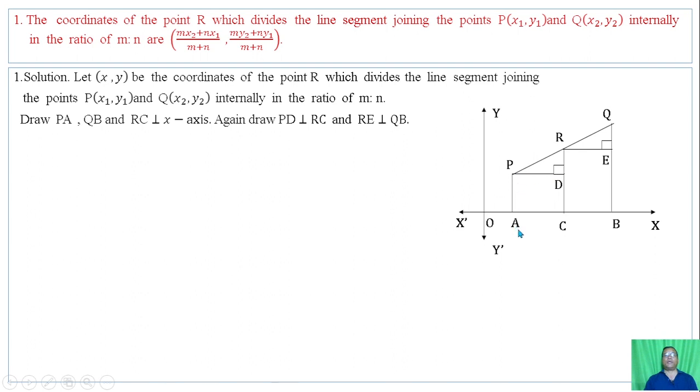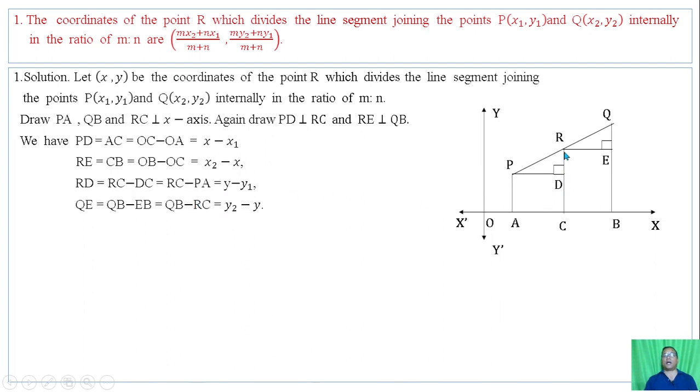Draw PA, QB, RC perpendicular to the x-axis as in this picture. Again draw PD perpendicular to RC, and RE perpendicular to QB. We have PD equal to AC, which is equal to OC minus OA, which is equal to x minus x1. RE is also equal to CB, which is again equal to OB minus OC, that is x2 minus x.